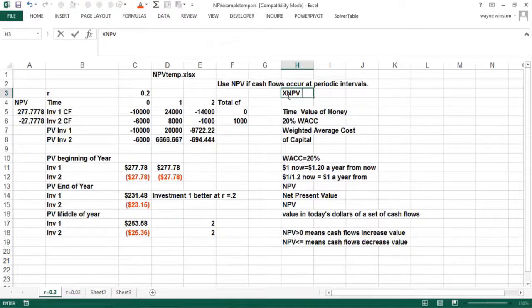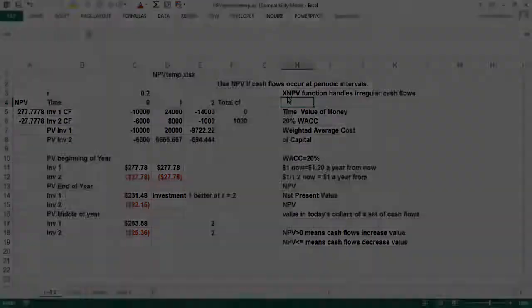Okay, the XNPV function handles irregular cash flows. So we'll get to that in the next video.